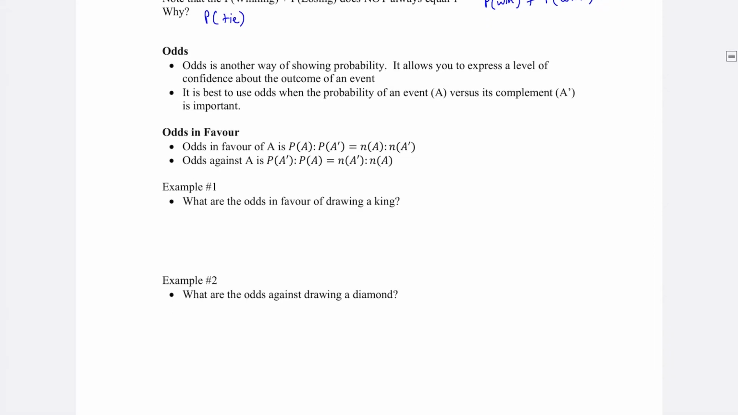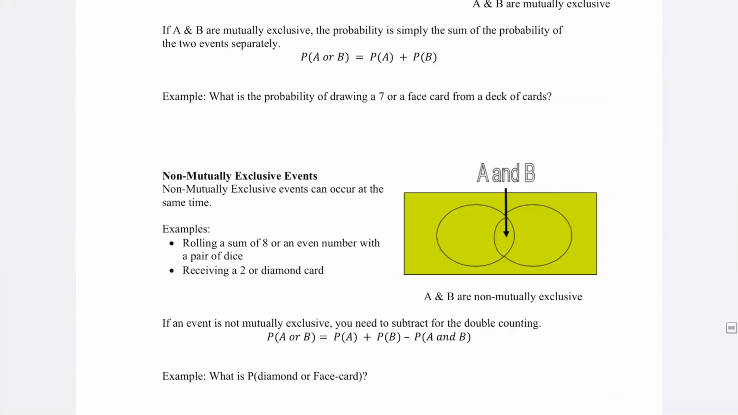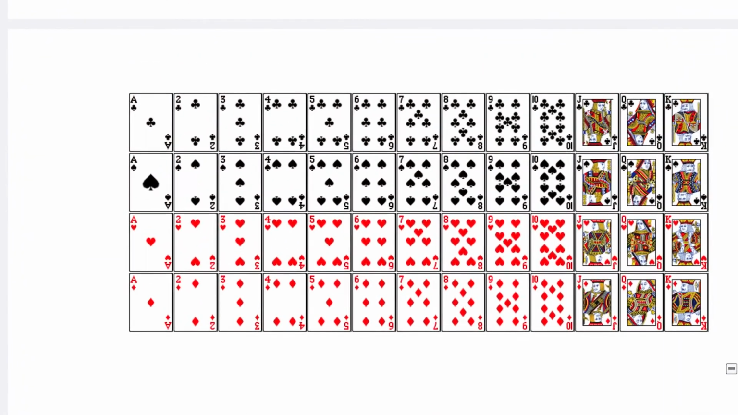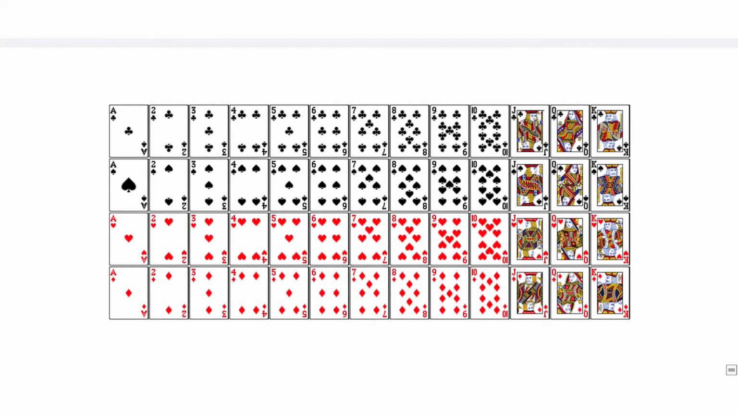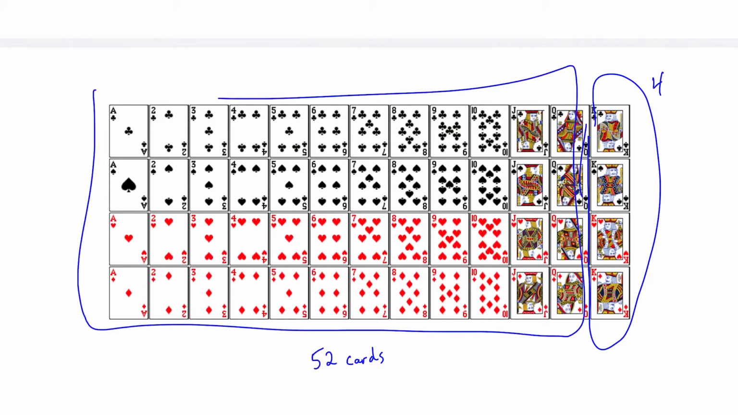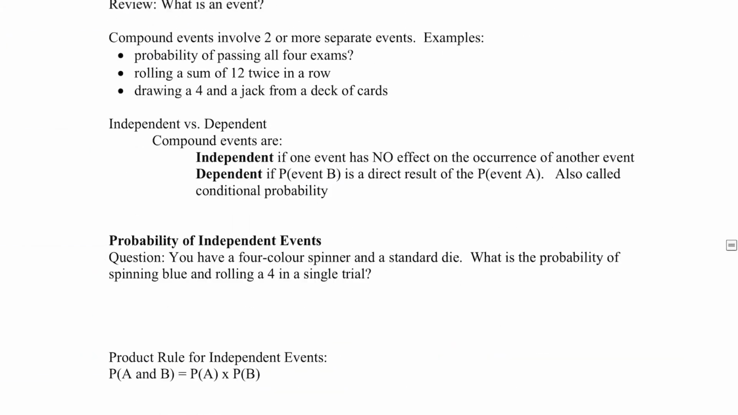So example number 1. What are the odds in favor of drawing a king from a deck of cards? Okay, let's scroll down. Take a look at a deck of cards here. So how many kings are there in a deck of cards? Here we have the 4 kings. And in a deck of cards, this is something you'll want to know, there are 52 cards. So in other words, this other section here is 48. There are 48 non-kings. There are 4 kings.